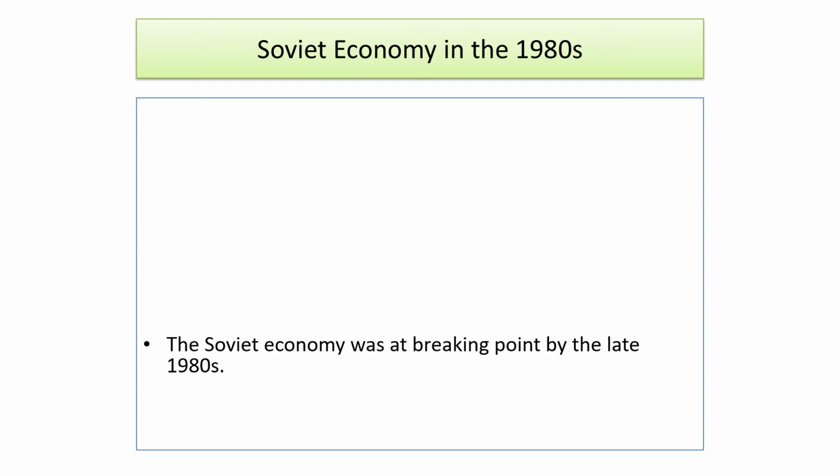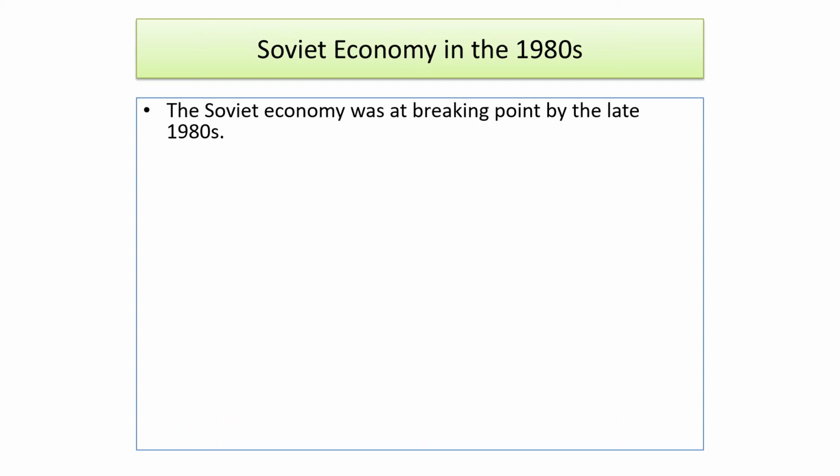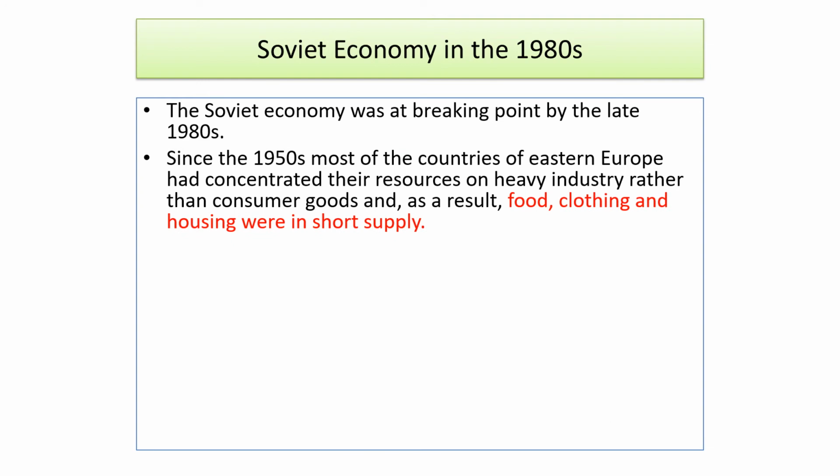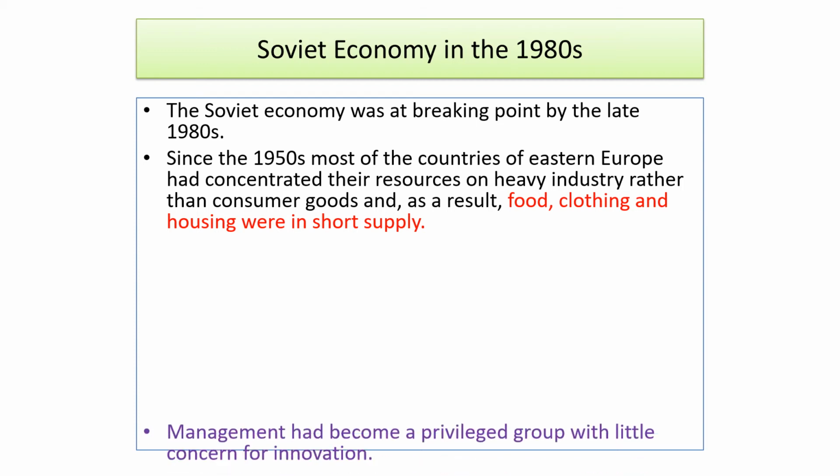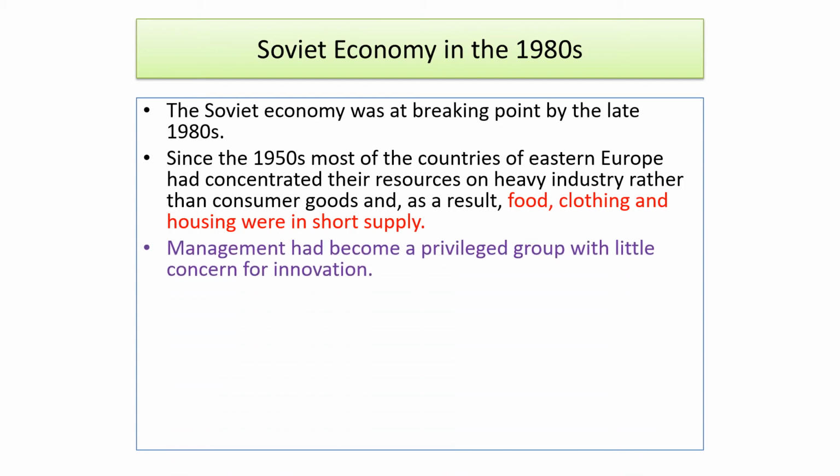Now the Soviet economy in the 1980s was at breaking point by the late 1980s. It's very important to remember that. Now since the 1950s, most of the countries of Eastern Europe had concentrated their resources on heavy industry rather than consumer goods. Now as a result, things like food, clothing and housing were in short supply in the East. Now management had become a privileged group with very little concern for innovation.